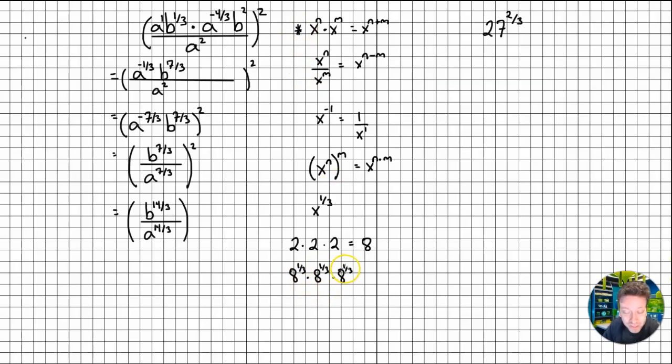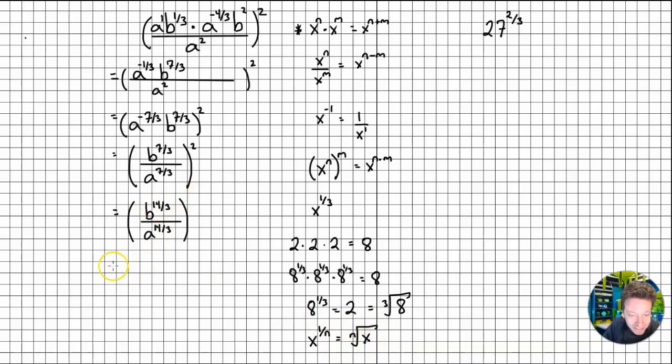1/3 plus 1/3 plus 1/3, which is just 1. So that leaves us with 8. That means that 8 to the power of 1/3 is equal to 2. And we can write that as the cubic root of 8. Okay, so how I'm going to write this is that our new rule, x to the 1 over n, is going to be the nth root of x.